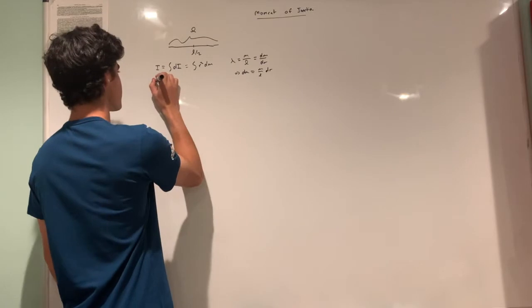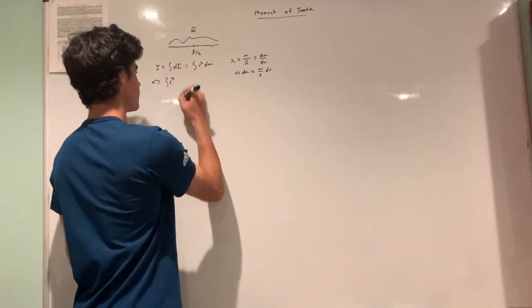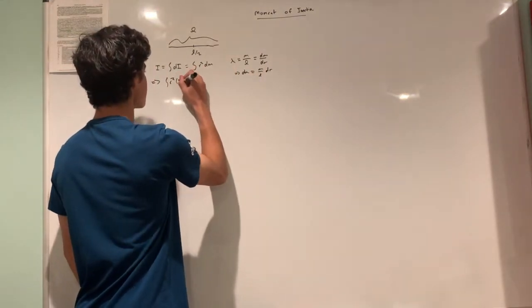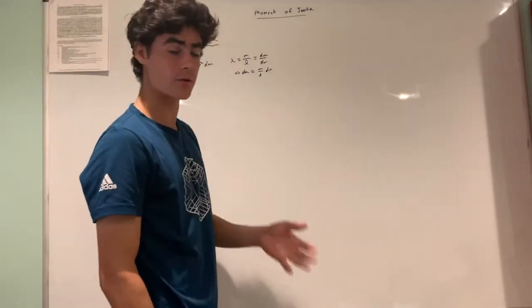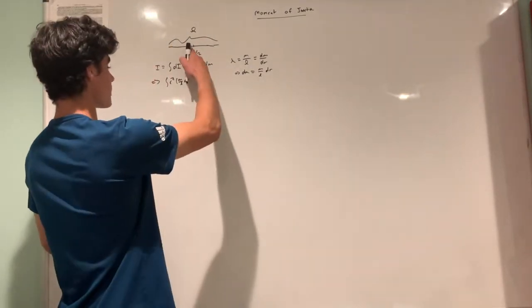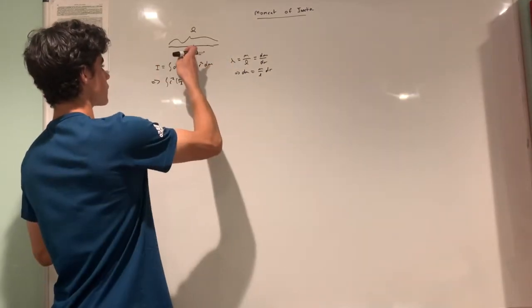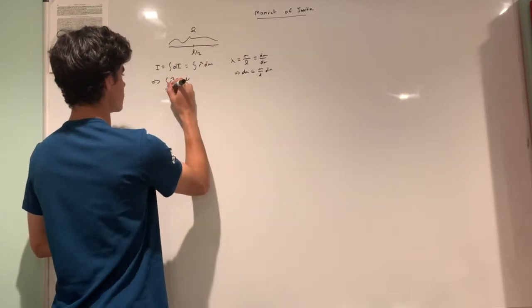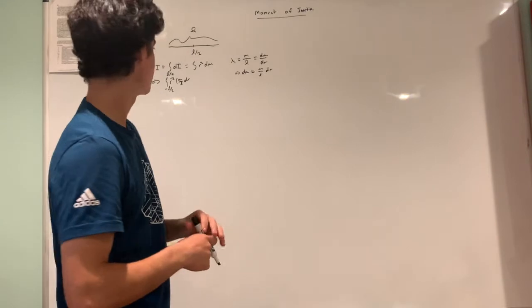And right away, we can plug that in: r squared, and then M over L times dr. And you can throw in our bounds. Because our pivot point is in the middle, we're going to want to encompass all of this region and all of this. So we're going to go from negative L over 2 to positive L over 2 to cover the whole length L.